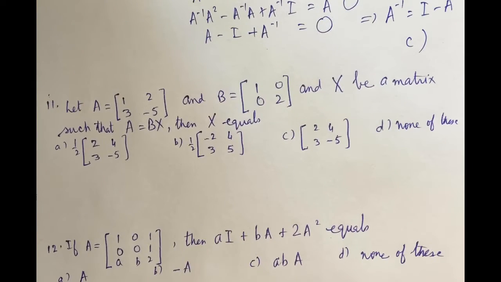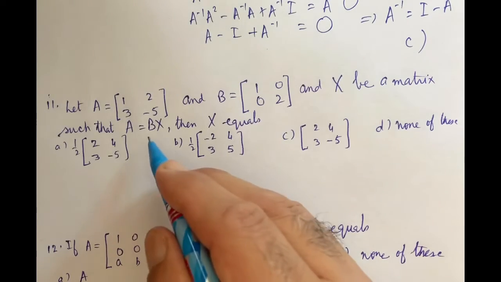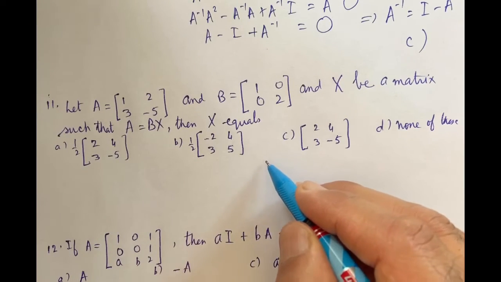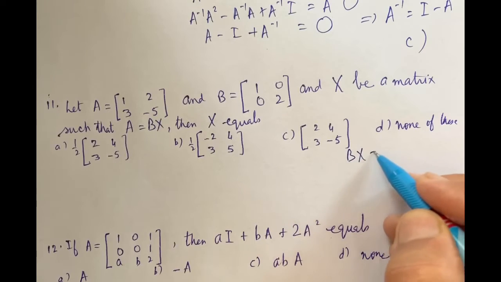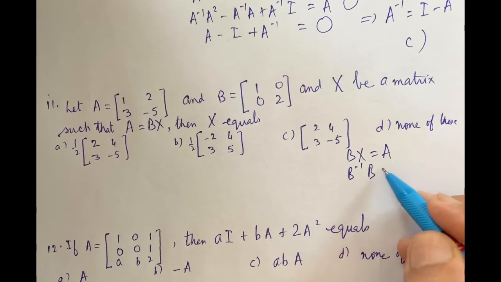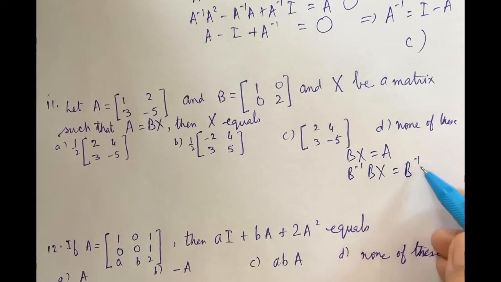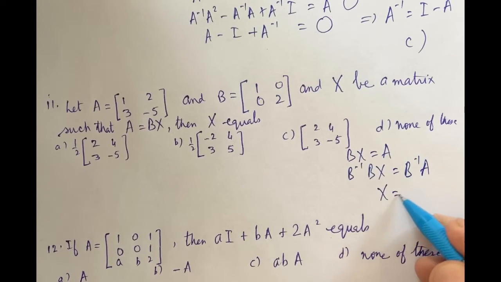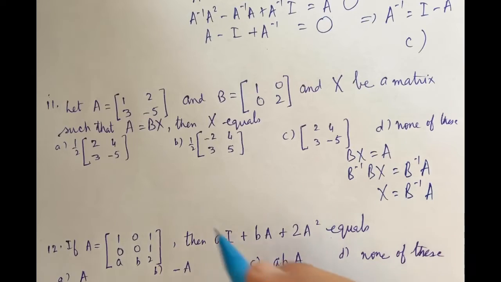Next, 11th. A is given, B is given, X is matrix such that A is equal to B into X. So we have B into X is equal to A. So we pre-multiply both sides by B inverse. This is B inverse into A. This gives us X as B inverse into A.